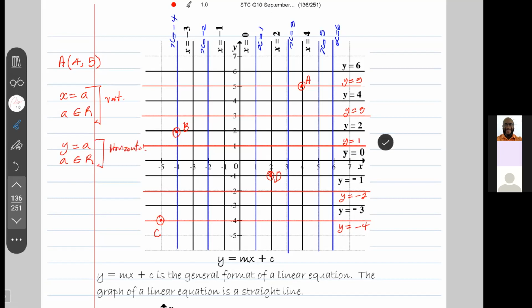All right. So the equation of all vertical lines is x is equal to a number. The equation of all horizontal lines is y is equal to a number. The y-axis, which is a vertical line, is the line x is equal to 0, which is why the x-coordinate of all points on the y-axis is 0. The x-axis, which is a horizontal line, is the line y is equal to 0, which is why the y-coordinate of all points on the x-axis is 0. All right, very useful, guys, to know, remember, to understand.